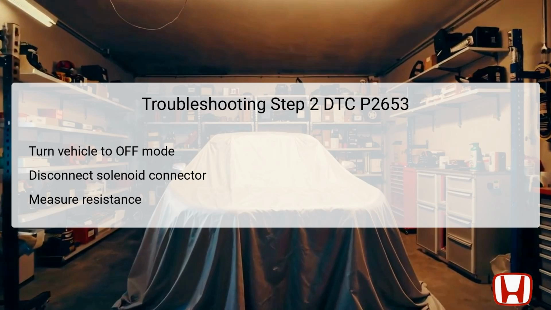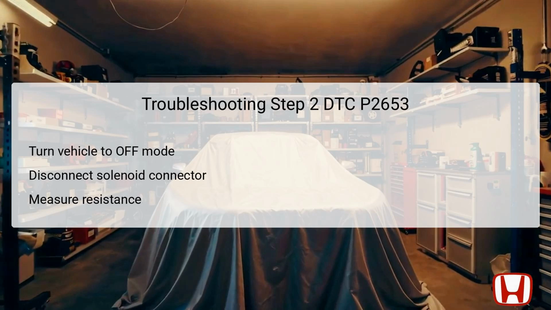After shutting down the vehicle, the next course of action involves disconnecting the rocker arm oil control solenoid 2P connector. This disconnection is crucial as it allows for direct measurement of the solenoid's electrical resistance without interference. The technician then needs to measure the resistance between test points 1 and 2, utilizing a multimeter.